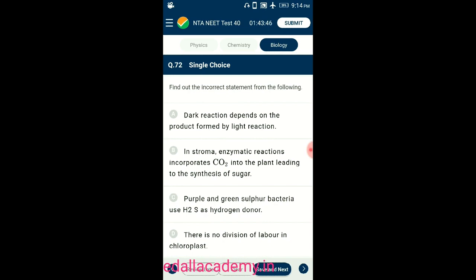Question number 72. Find out the incorrect statement from the following. Here 4 statements are given. Here also we have to find the incorrect statement. Division of labor occurs in the chloroplast. In grana, light reaction occurs where ATP and NADPH2 are synthesized, which are used in dark reaction to reduce carbon dioxide to glucose. All enzymes of the Calvin cycle are present in the stroma region. So the answer is option D. There is no division of labor in chloroplast. That statement is wrongly given.